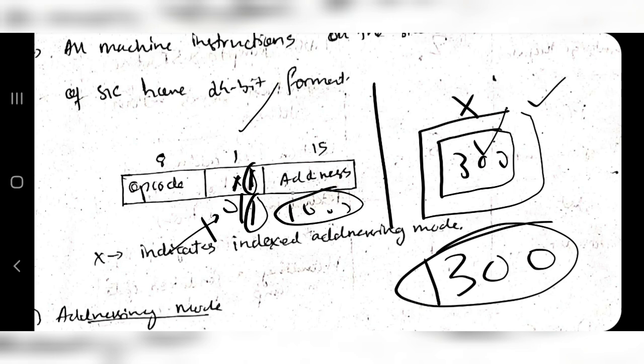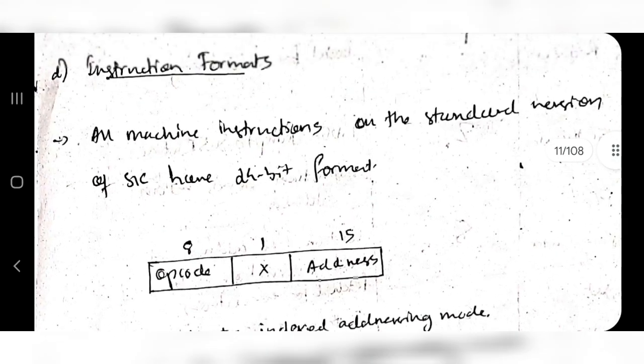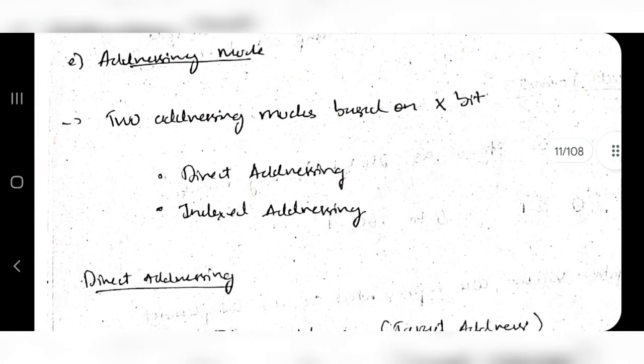So this is what's happening because of the index value. If the index value is 1, the X register's value is added. If the X bit is specified as 0, this will not be added, and the final address will be this address itself. That is the instruction format. The next one is the addressing mode. There are two types of addressing mode, direct and indexed.